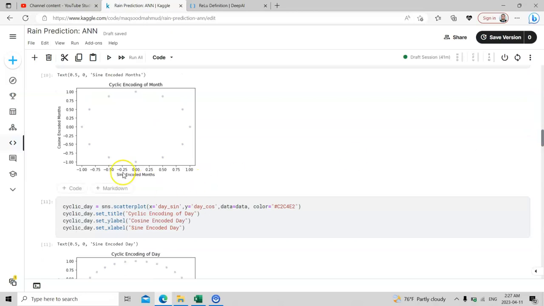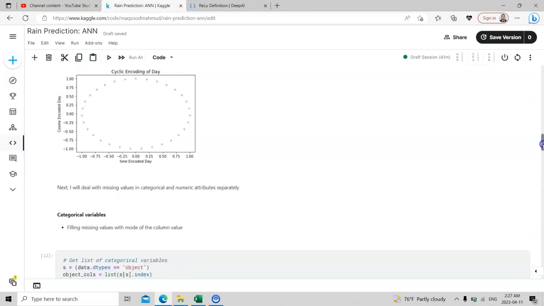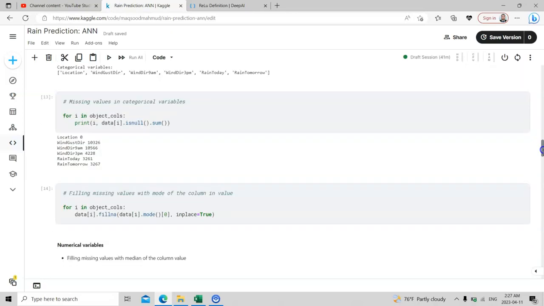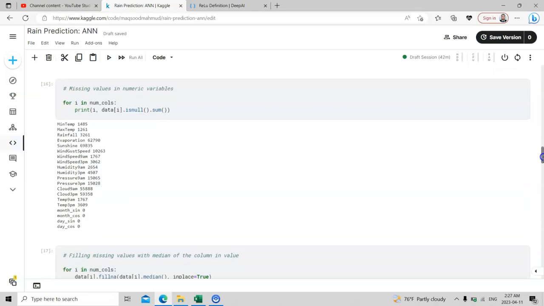This is sine of encoded month. This is a cosine value. So sine divided by cosine we got the tangent value. So we call it the tan value, and the tan value is obtained from it. And if you see over here, there are some more calculations on that one.